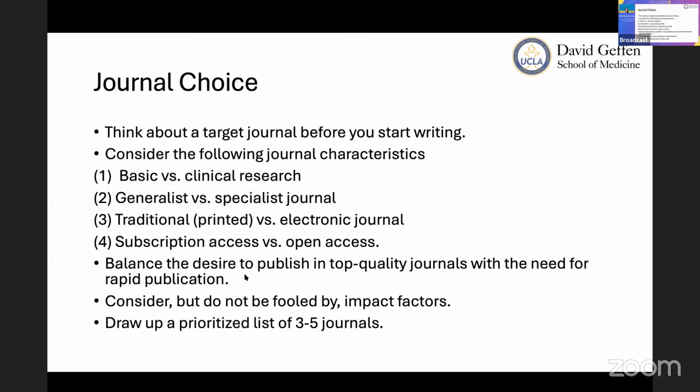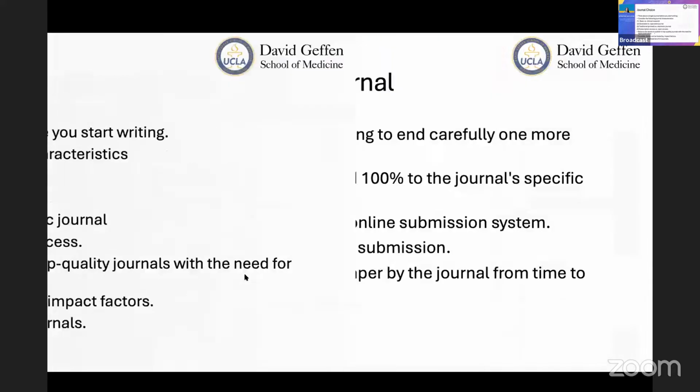But don't be fooled by impact factors. Even some journals that don't have that good of an impact factor can be great for access to the local audience or your trainees. So make sure that you don't follow strict impact factor as your go-to list for the publication, but draw up a prioritized list of 3 to 5 journals. Let's say, who is publishing on this topic, which are the main journals, and you can have a list of that.